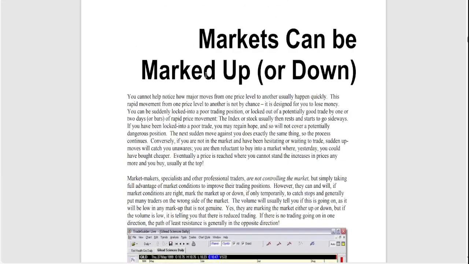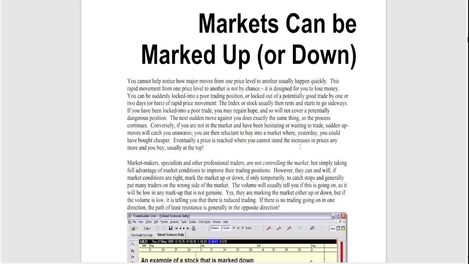Market can be marked up or down. Sometimes big players have the capacity to push the market to the wrong side, like fake down moves or fake up moves. They have the capacity to do that, and that we call mark up or mark down. Just read that.